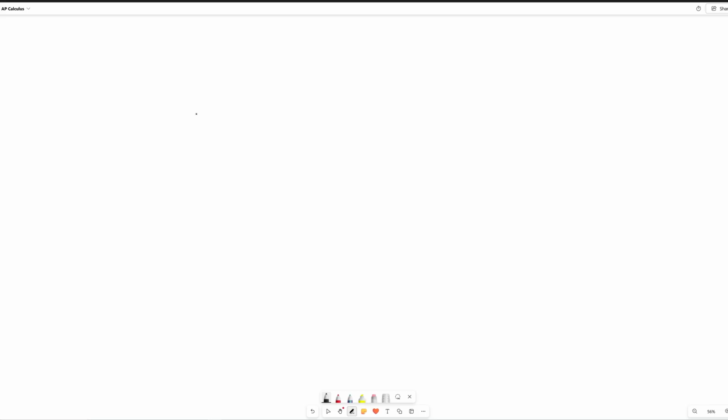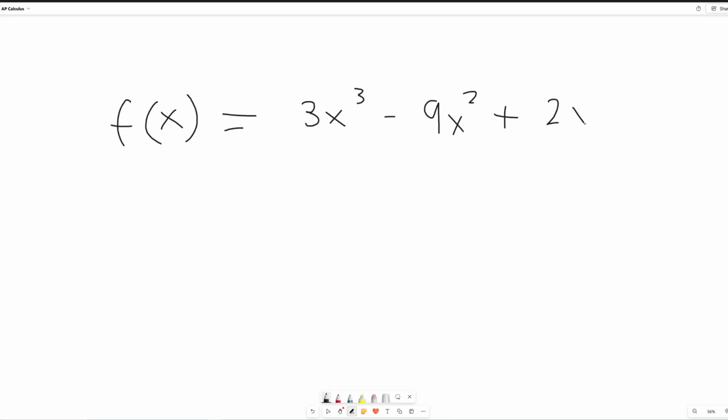So, for higher order derivatives, basically, that is just second, third, fourth, any derivative that's more than once. So if you take the function, for instance, something big like 3x cubed minus 9x squared plus 2x, taking the first derivative of this, it's just going to be 9x squared minus 18x plus 2. This is a standard power rule derivative.